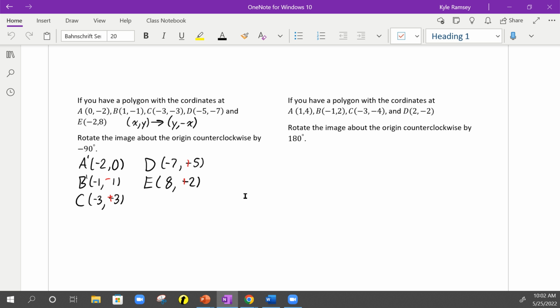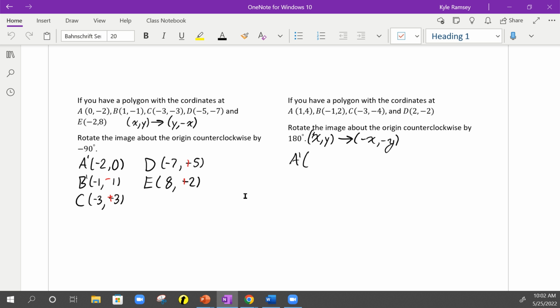One last one to look at is 180. So the 180 rule, if we go up and look at that, 180 and negative 180 are the same. So we have x, y becomes a negative x, negative y. So all we need to do is just take the opposite of both.